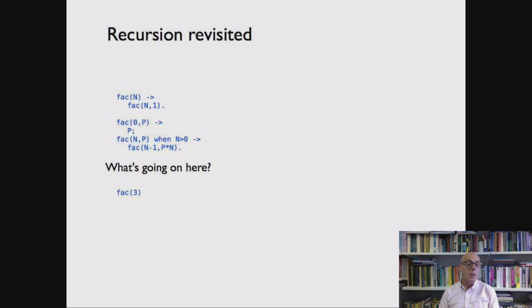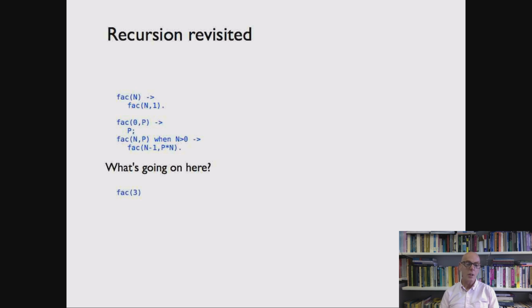What about the general case? When n is bigger than 0, factorial of n and p is factorial of n minus 1 and p times n. We simply call the function again. So here, this isn't a direct description of anything. It tells us we've got to loop, and we call the function again when n is greater than 0.